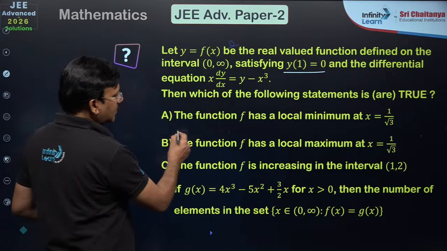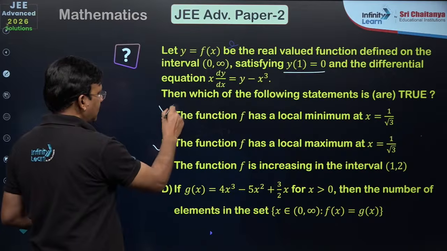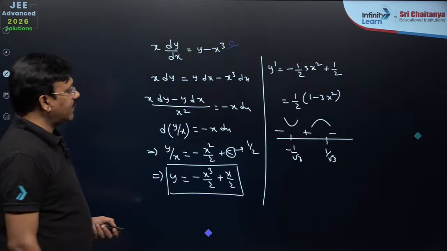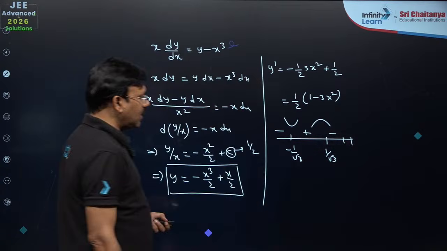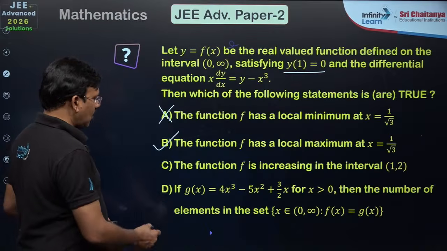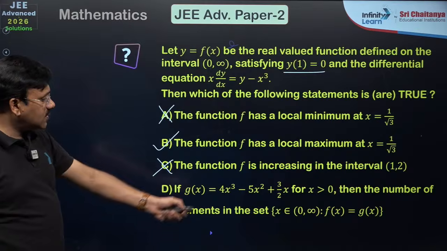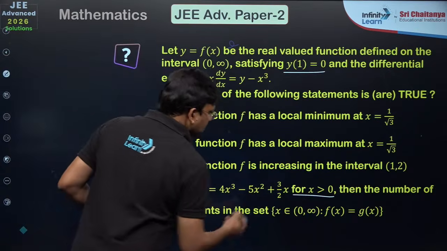At 1 by root 3 the function has local maxima is the right answer, minima is the wrong answer. And f is increasing in the interval (1, 2): in 1 comma 2 the derivative is negative, so it is decreasing in fact. So I can say this is wrong.